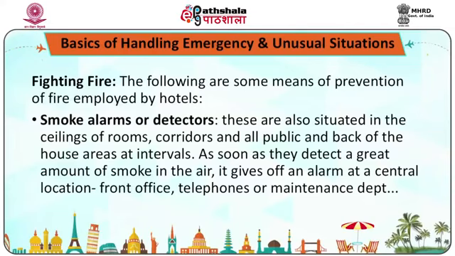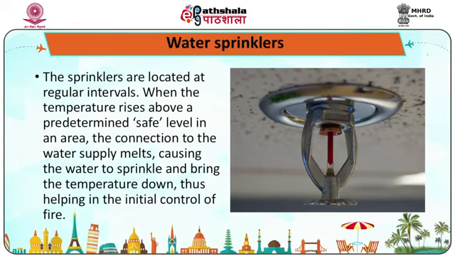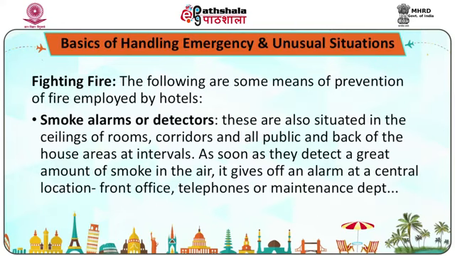Now, firefighting. The following are some means of prevention of fire employed by hotels. Water sprinklers are a system of pipes built into the building and connected to the main water supply. The sprinklers are located at regular intervals. When the temperature rises above a predetermined safe level in an area, the connection to the water supply melts, causing the water to sprinkle and bring the temperature down, thus helping in the initial control of fire.